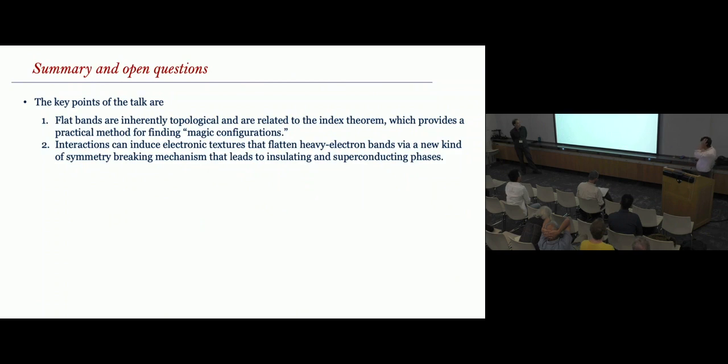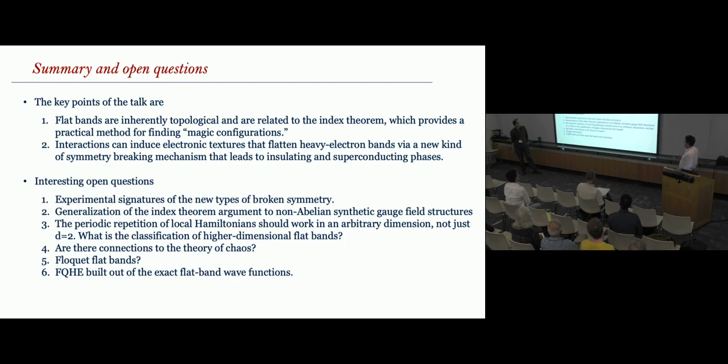So just to summarize, the key points that I try to convey are that at least these types of flat bands are topological and related to a simple version of the index theorem, which provides a very hands-on practical method for finding magic configurations of field, twists, rotations, whatever it is you want. And I'm more excited about the interaction-induced scenario of creating such textures, and there are quite a few open questions we're working on. Obviously, experiment, I would like to see some verification of that. And there are even some connections to another thing I'm working on, which is chaos. Again, if you do have a flat band and you go back to classical theory, what trajectories do you have compared to non-magic configurations? So this is very interesting. Anyways, thank you very much for your time. Appreciate it.